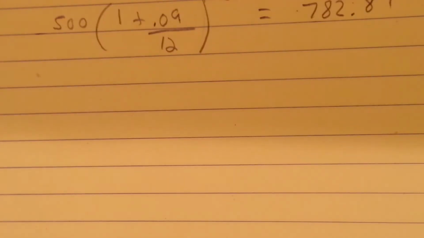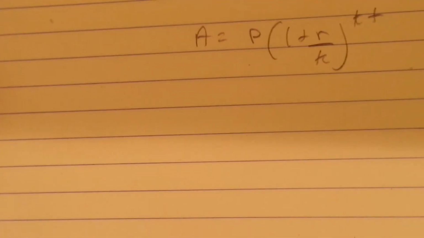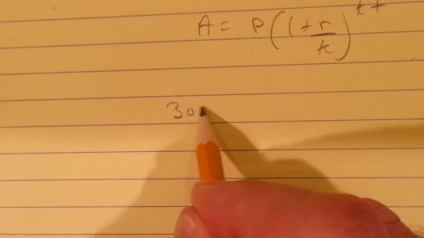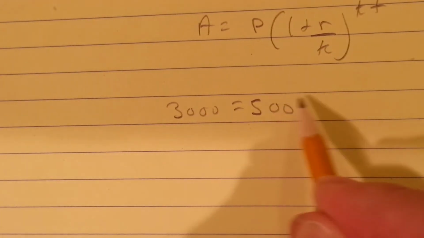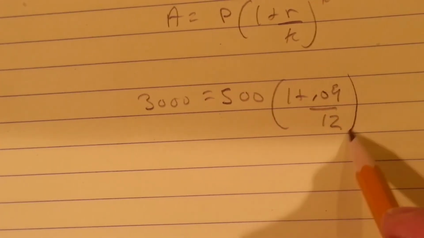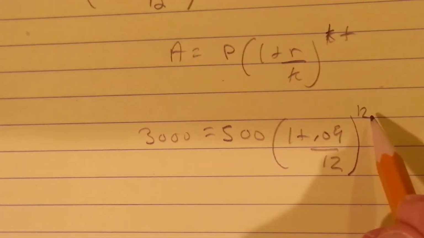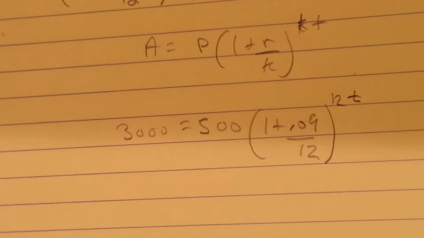All right, let's look at another problem. Based on that formula, A equals P times 1 plus your rate over K, to the KT, how long is it going to take for that $500 to become $3,000? So we can put in here $3,000 equals 500 times 1 plus 0.09 over 12, because it's compounded monthly still. And K is still 12, but we don't know what t is. So guess what? We'll end up doing a logarithm here.